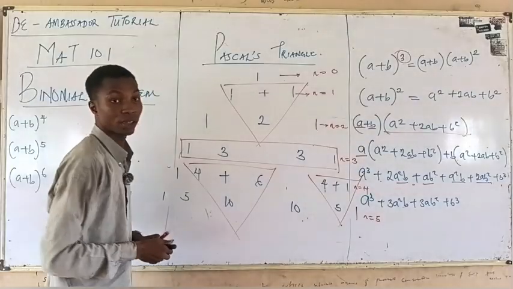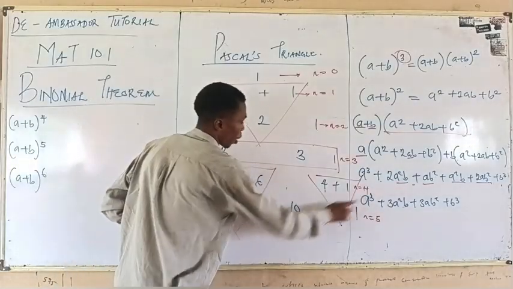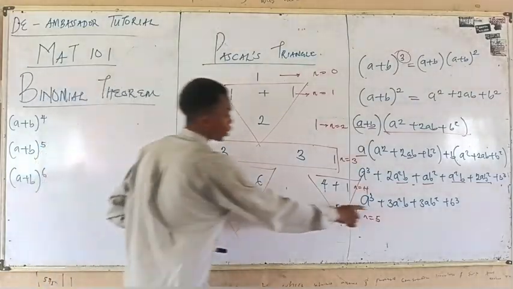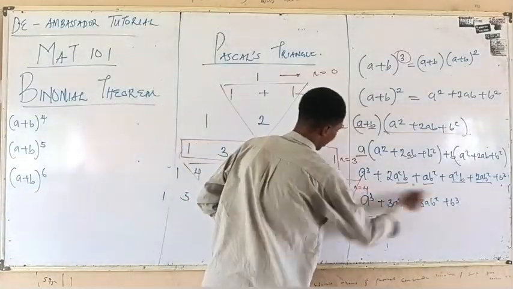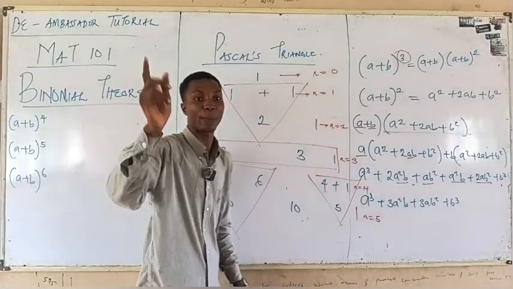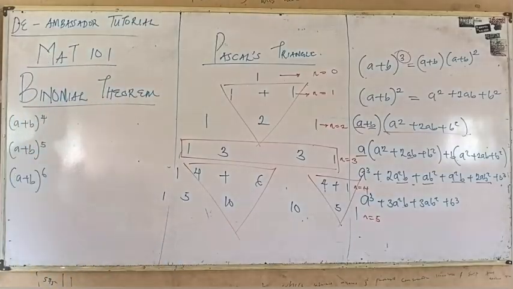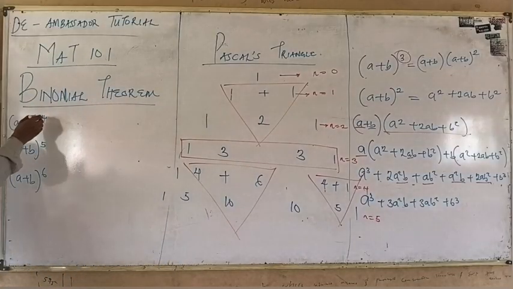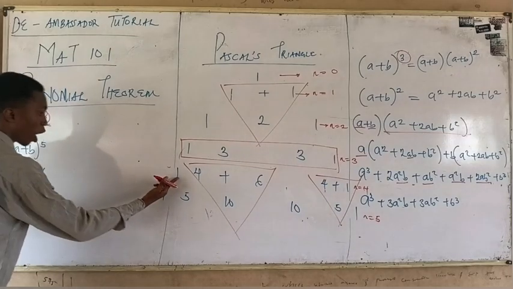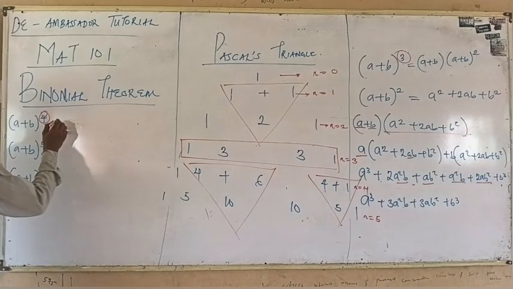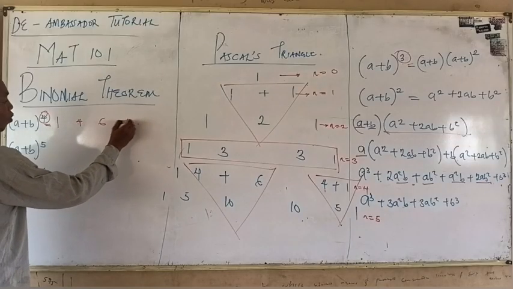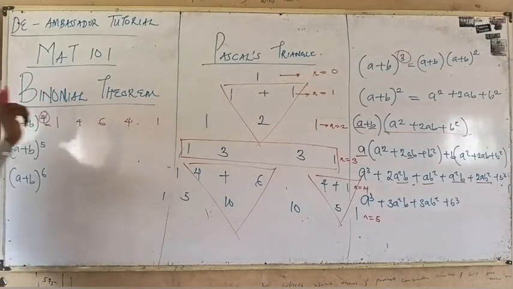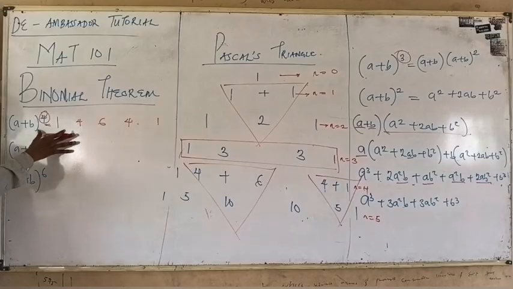Now look at it. Look at the coefficient of A in the power of 3. What is it? The coefficient of this, the coefficient of this, the coefficient of this. So that means it can also help us to get this. So what is the power of this? 4, isn't it? So what will be the coefficient? 1 first, 1 comes first, then 4, then 1. So it has helped us to get our coefficients.